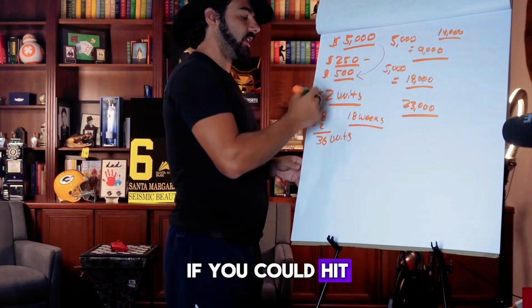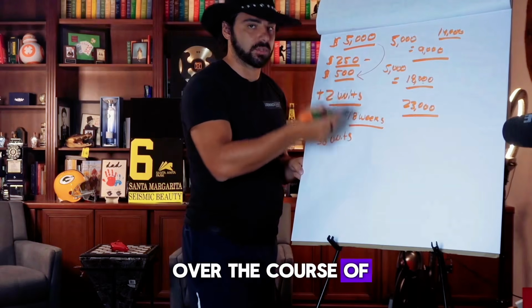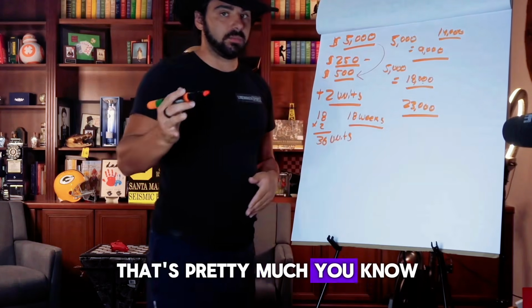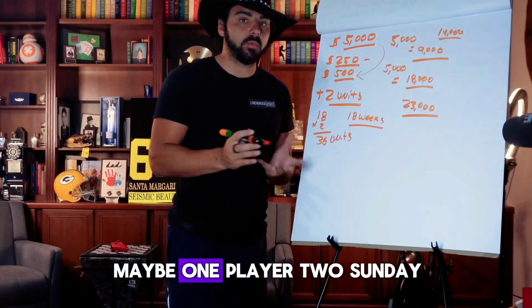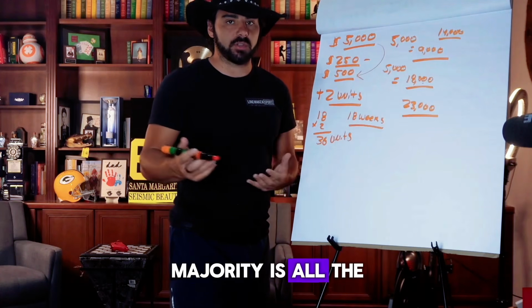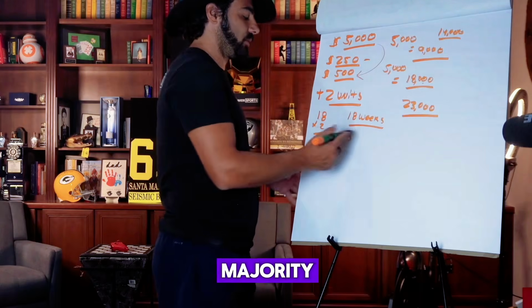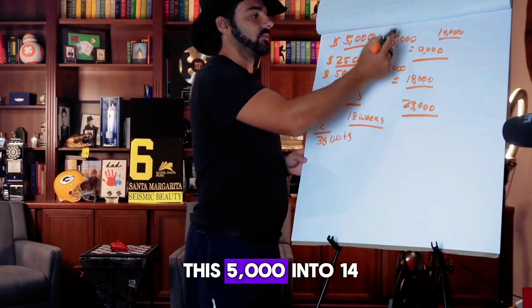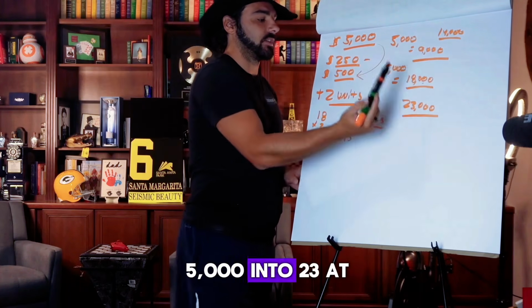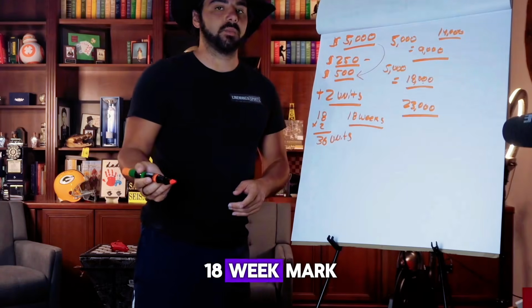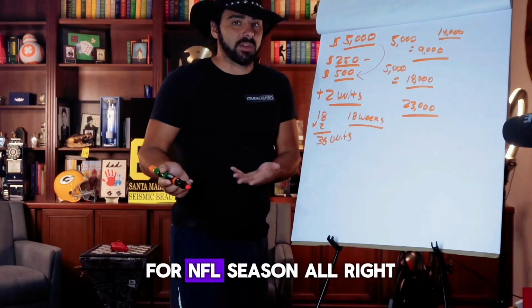Okay? If you could hit 2 units each week over the course of 18 weeks, that's pretty much it. You get Thursday, maybe one play or two. Sunday, the majority of the plays are going to come on Sunday. Okay? Majority, that's where it's going to happen. You could turn this 5,000 into 23,000 at the end of the 18-week mark, which is not too bad for NFL season.